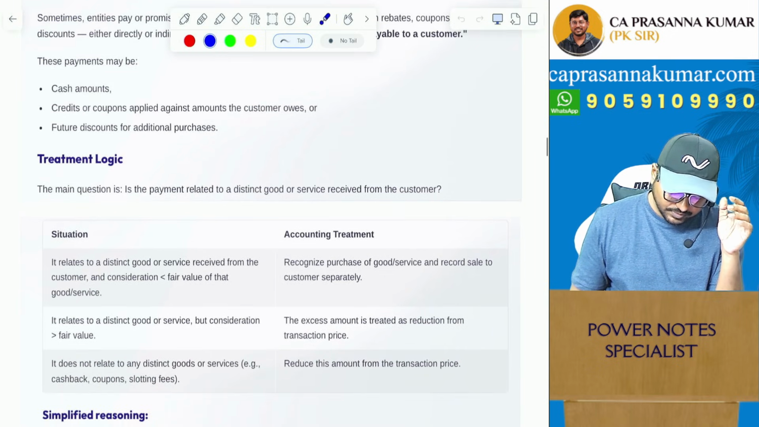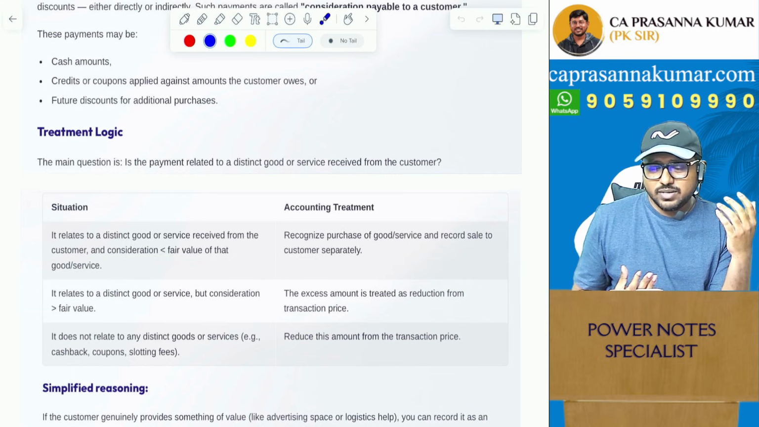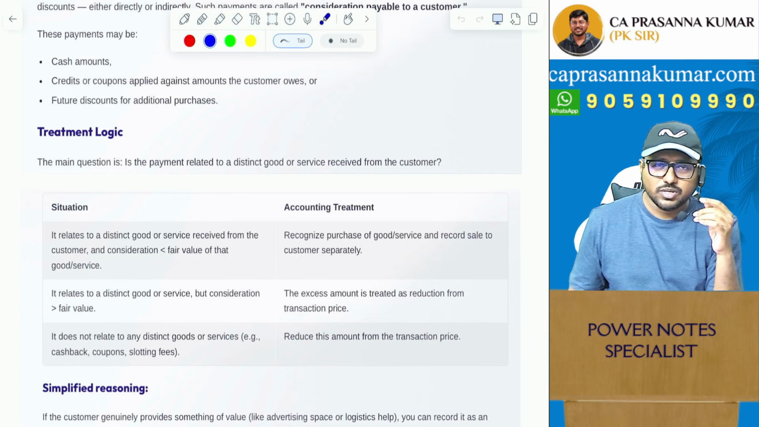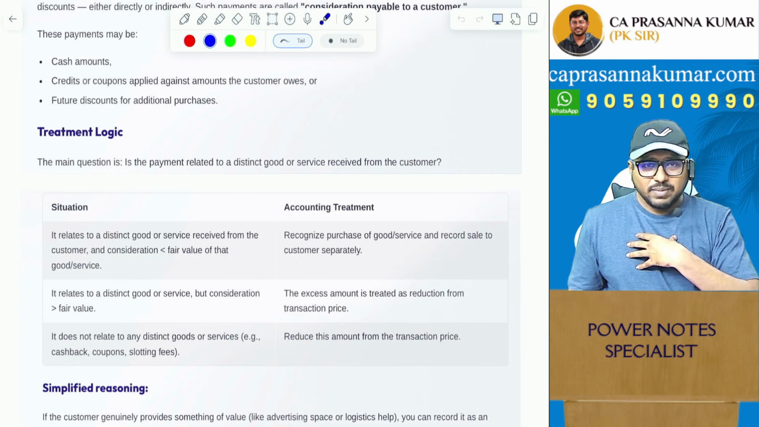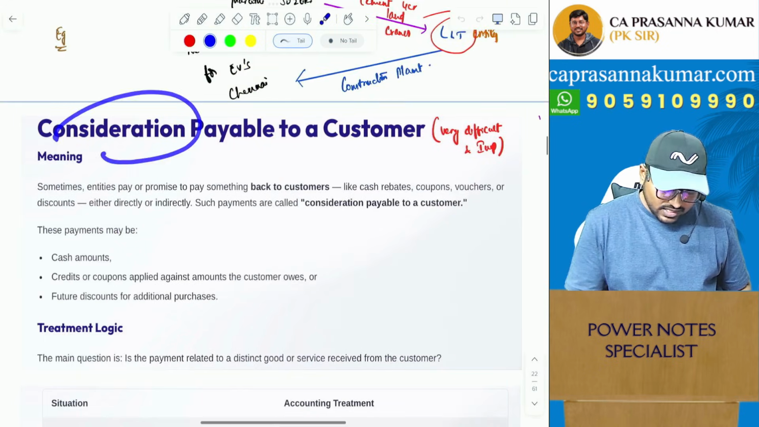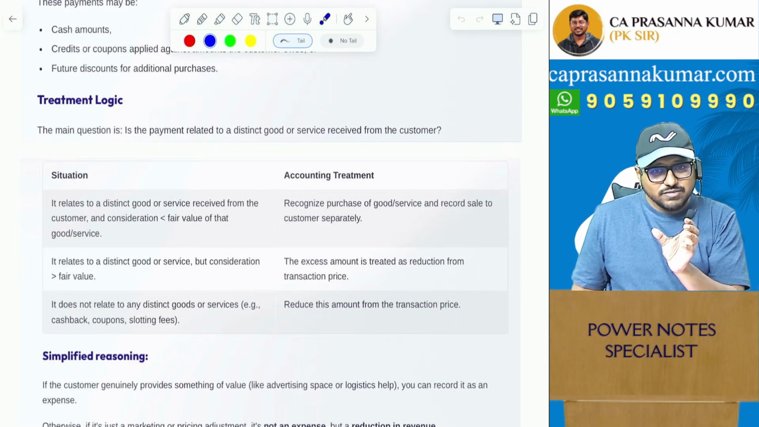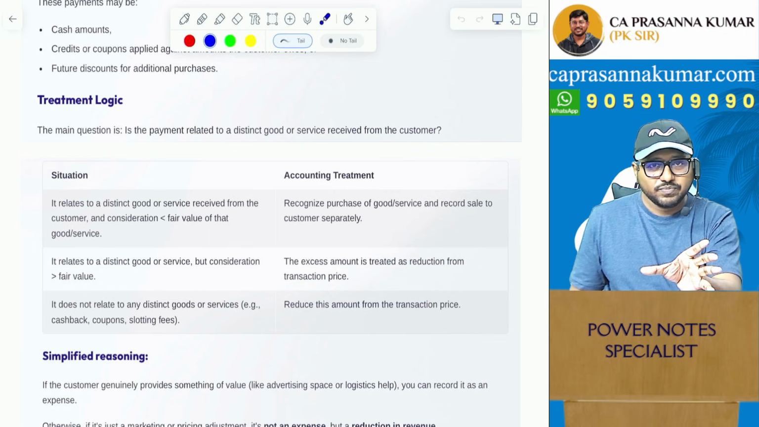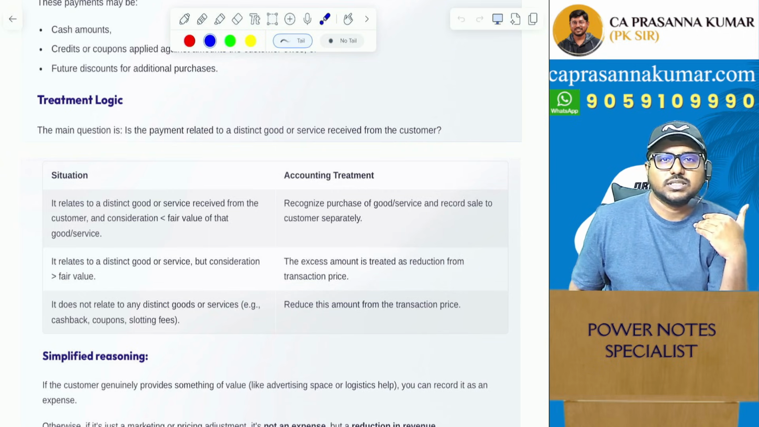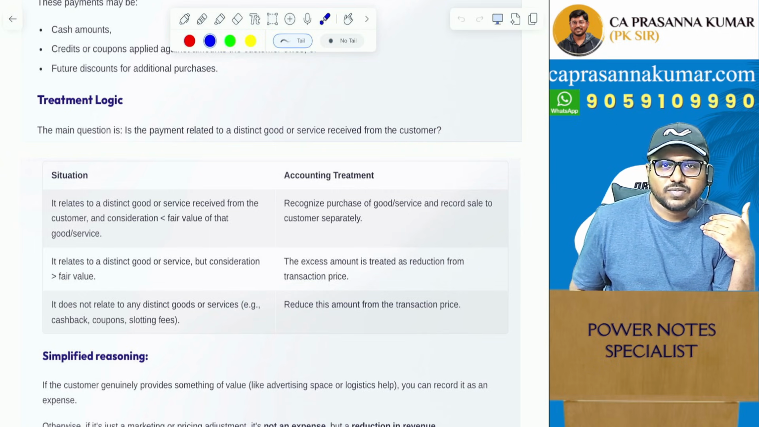First of all, you as a company, when you are paying something back to the customer, you need to ask yourself, I'm paying something back to the customer. I'm paying consideration to the customer. That consideration which I'm paying to the customer, is it for a distinct service or good that customer has given to me? Are you able to understand?